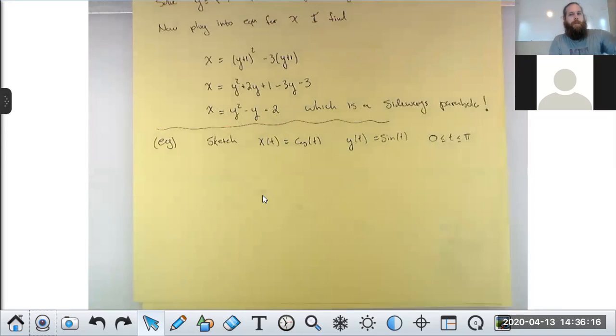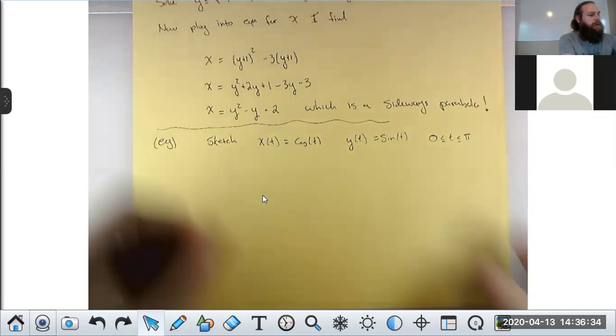Starts with a U, ends with knit circle. Right? The unit circle is the set of all points x comma y in the plane such that x is the cosine of something and y is the sine of that same thing.